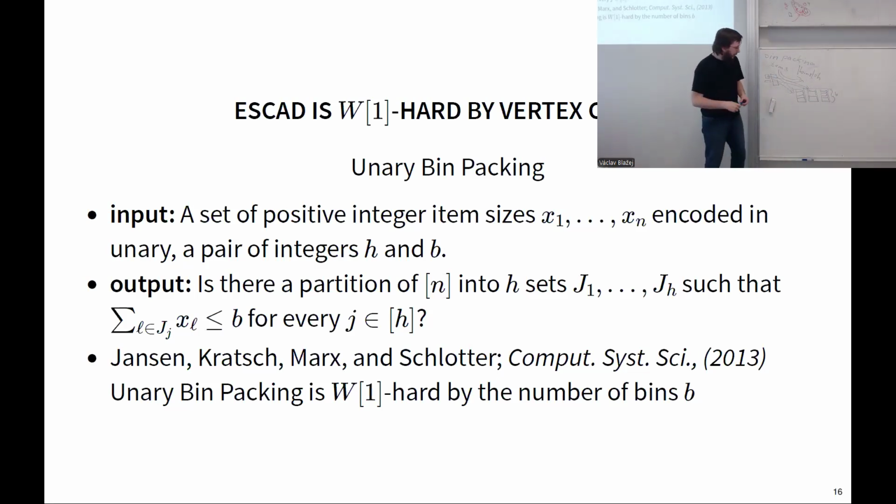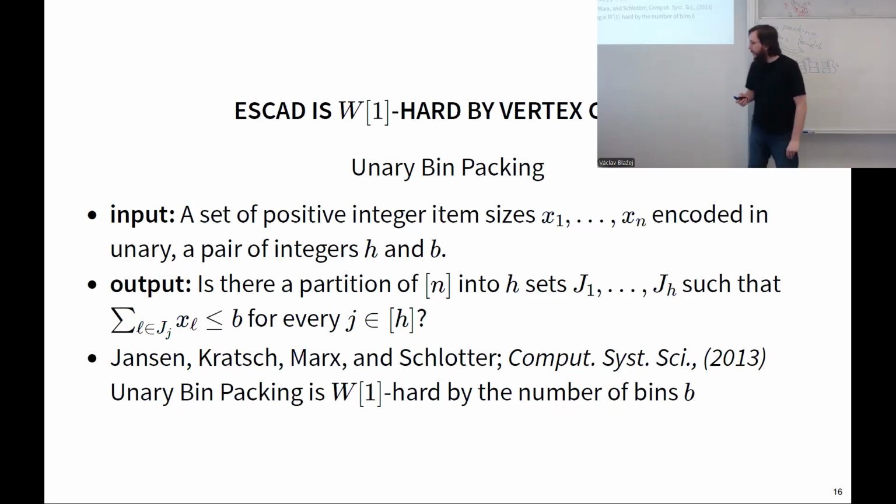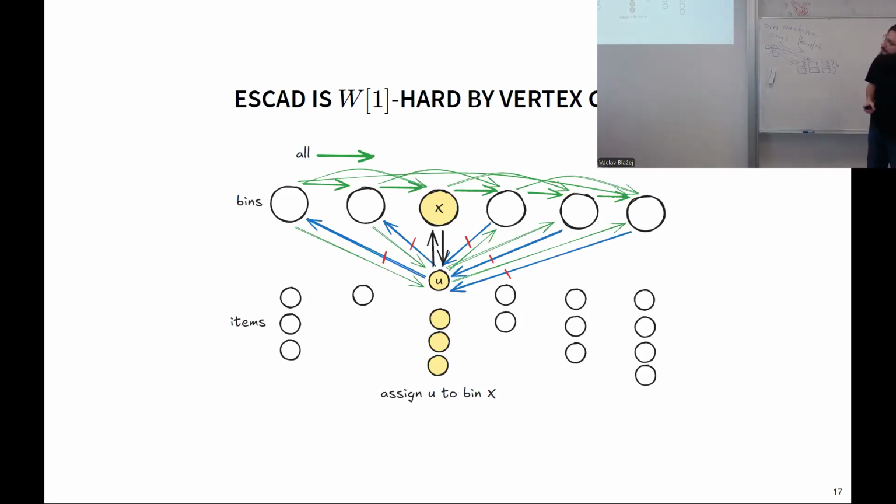If you take this problem and you limit the number of bins, then this problem is W1 hard, even if you encode the items in unary. Which is very useful if you have just a graph structure. You can model them by the number of edges. Unary encoding helps a lot. So we do exactly that. We will have a single gadget. I will show that later.